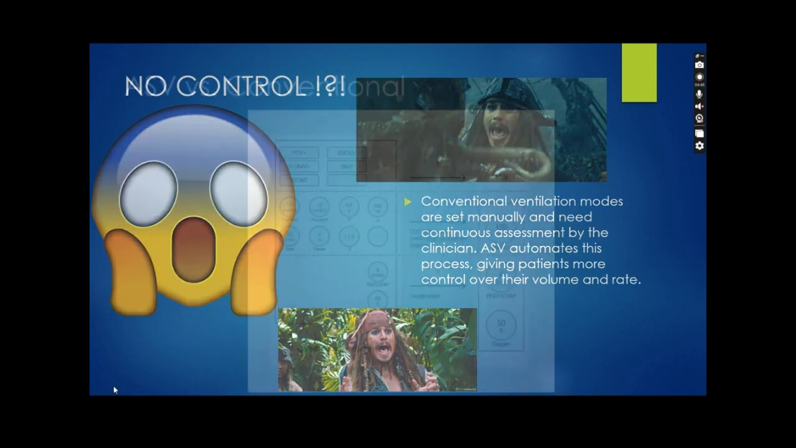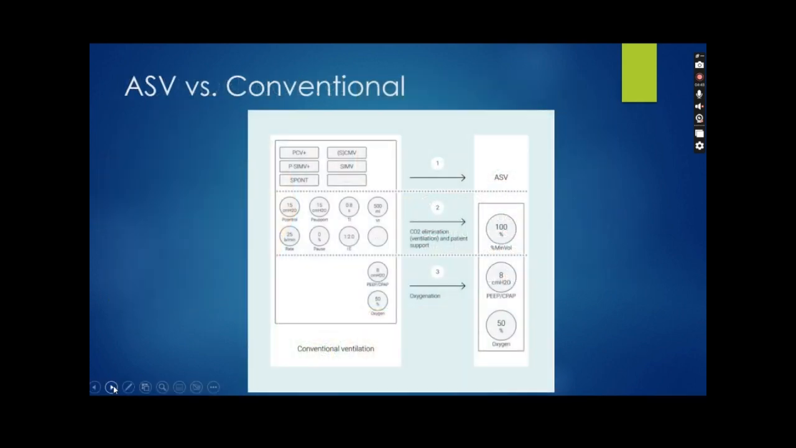So looking at ASV versus conventional modes as far as the ventilator controls go. On the left you see conventional ventilation, so you have the option of selecting pressure control modes, SIMV, spontaneous, and we have different controls here such as pressure control, pressure support, I time, tidal volume, respiratory rate, IE ratio, and then you have your oxygenation controls, which are your PEEP and your FiO2 setting.